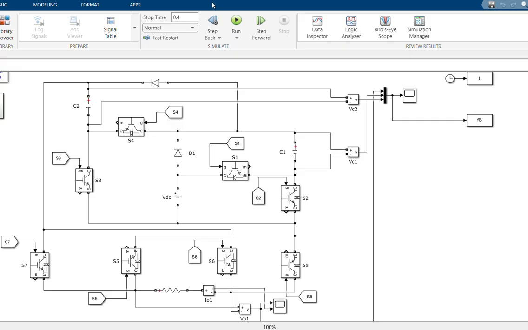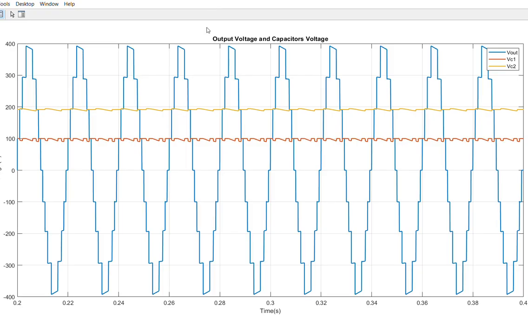And this is the simulation diagram for output voltage and capacitors voltage for switching frequency 100 Hz. Here we see that the capacitor's voltage varies around 100 volts for C1, and for capacitor C2 the voltage varies around 200 volts, which equals twice the supply voltage. The capacitor voltages self-balance without the use of any balancing control scheme.